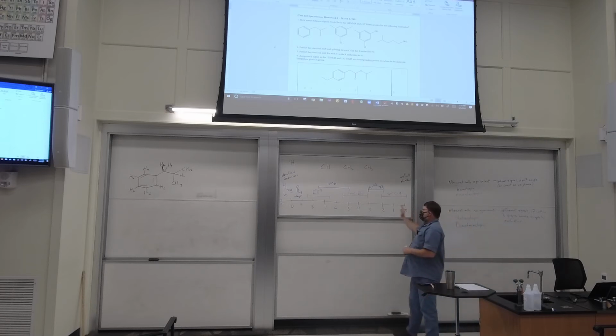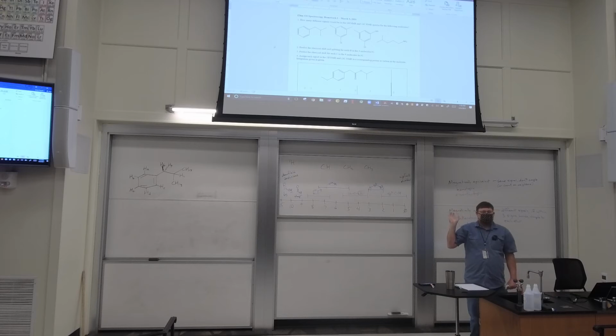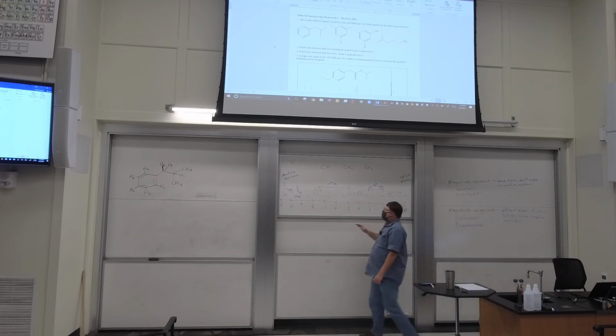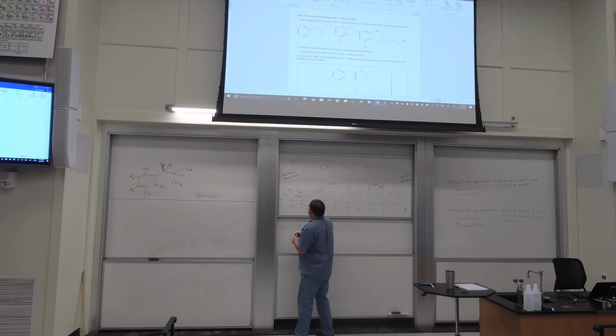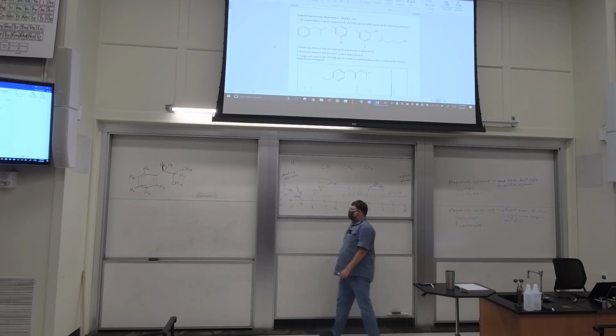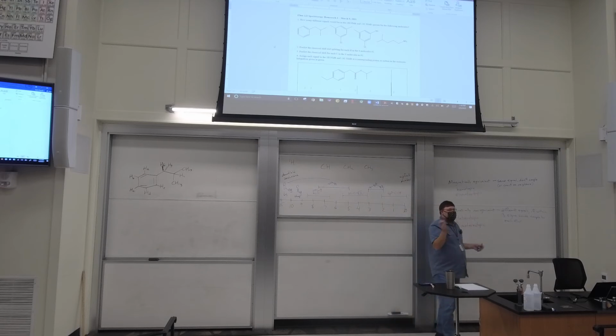If you don't like memorizing numbers, try to memorize the regions. This is basically what I want you guys to know by exam 2, right? So carboxylic acids, the OH can really come sort of all over the place, out to 15. It moves around a lot.